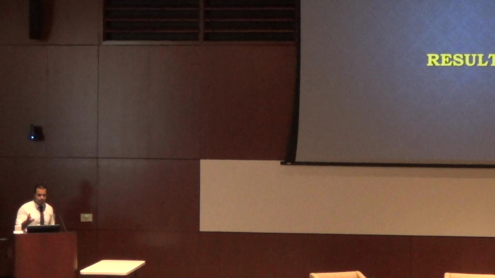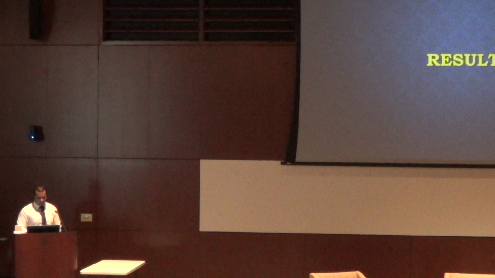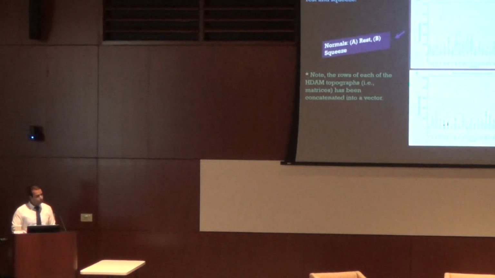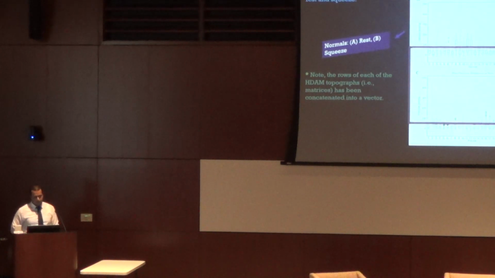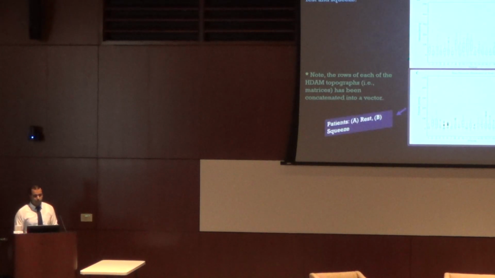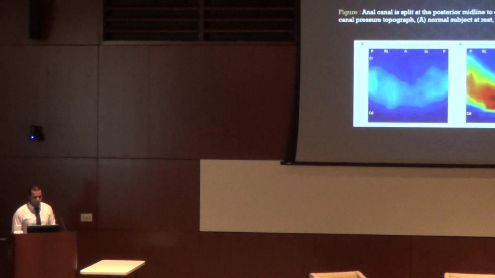So we applied these features on our database. So figure A, you can see the x-axis is the 24 normals at rest, B is at squeeze. You can see the same thing for the patient population, as you can clearly see, they don't have a substantial increase in pressures at squeeze.